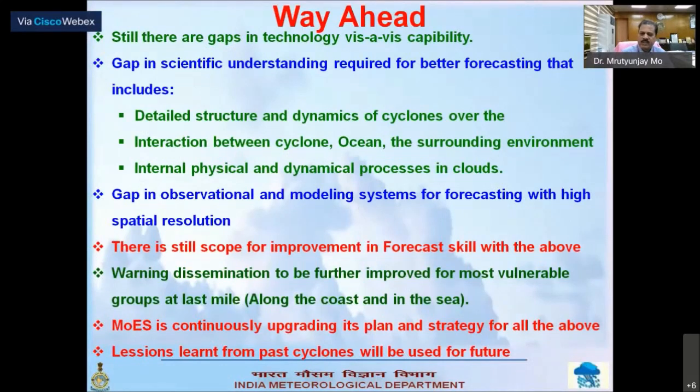We are coming up with a lot of improvement with further understanding of the cyclone, and with further investment in technology and further planning and preparatory measures to tackle the vagaries of the tropical cyclones.